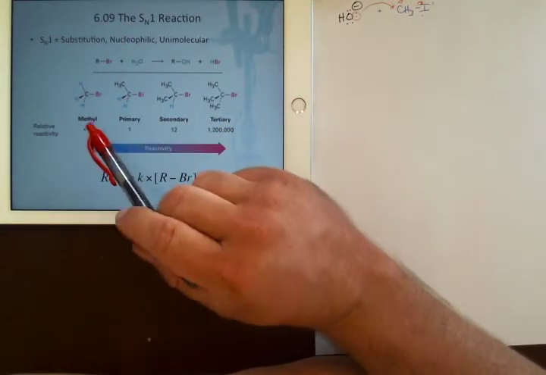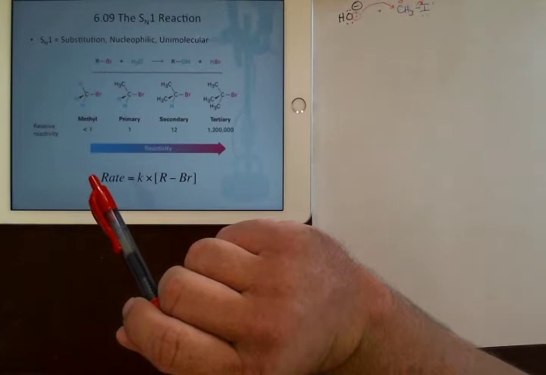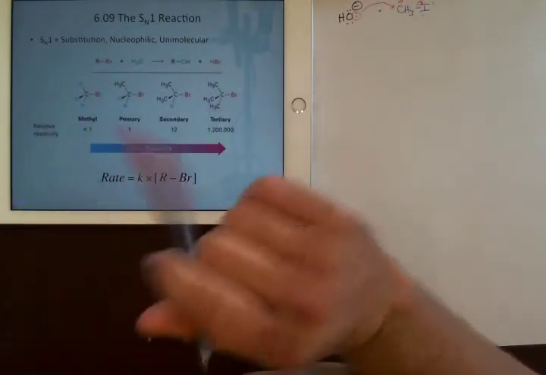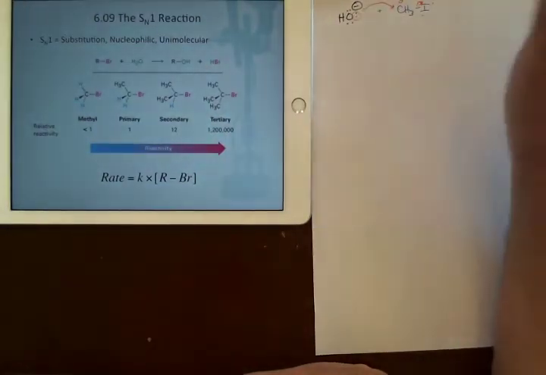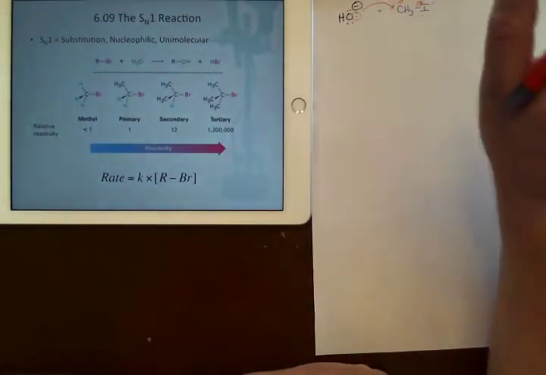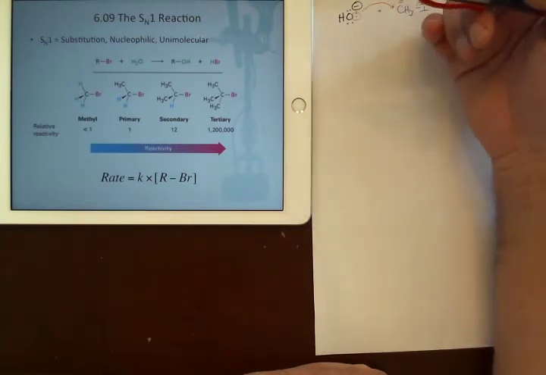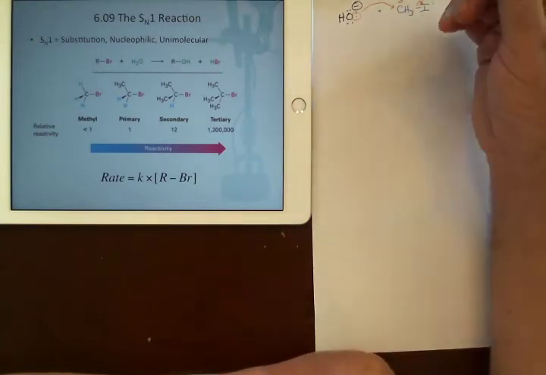For this one, the first step is just one molecule falling apart. It has no bearing on the other molecule. The nucleophile has no control over that. So that's why it's called SN1, because there's only one molecule involved in that first step, which is the rate determining step.